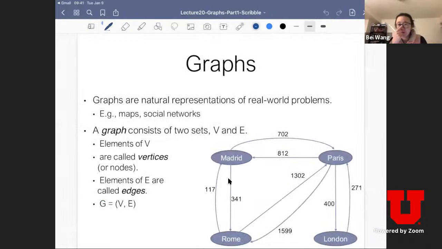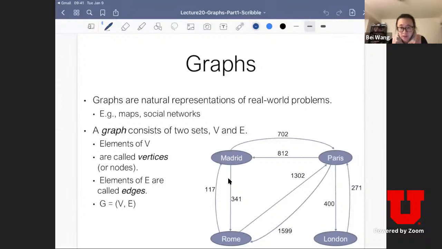You have seen graphs in many places, for example, maps and social networks. In terms of social networks, you can think about each node as a vertex set. And each node would be, say, a friend in your social network. And then there's an edge: if two people are friends, they form an edge between them.